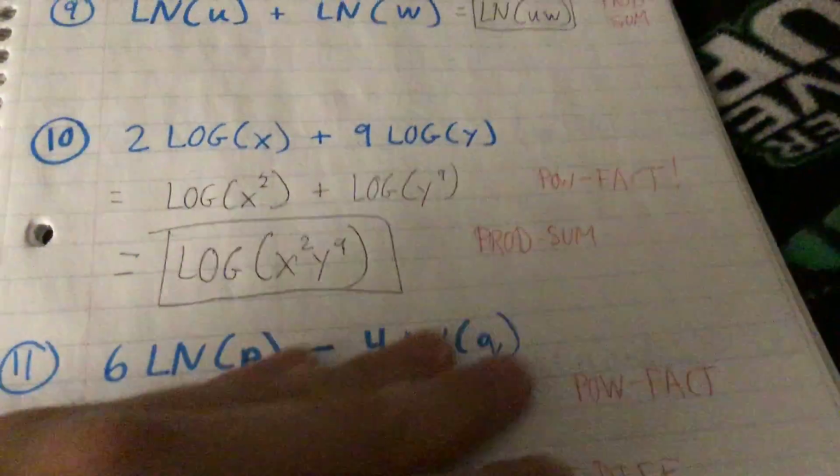Okay, moving on. Next page. How many problems we got? We're going to go up to 15. Okay.